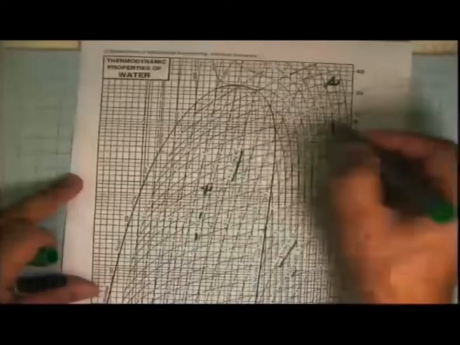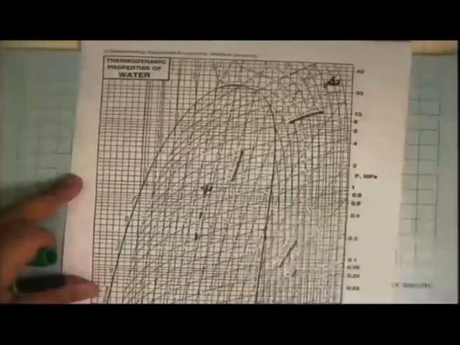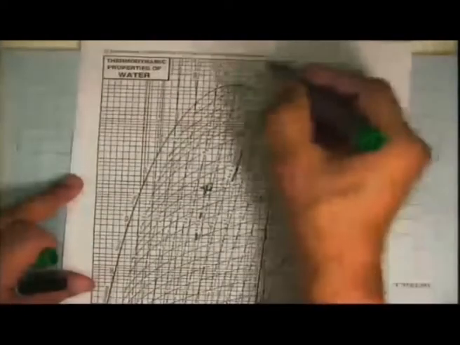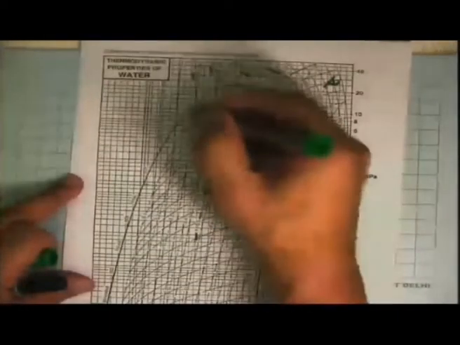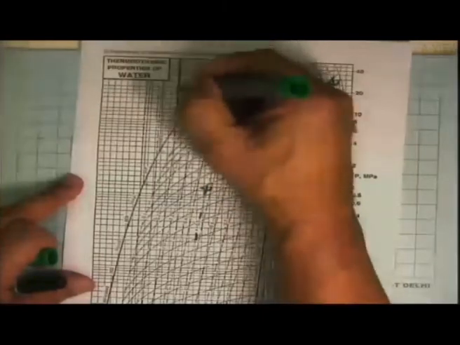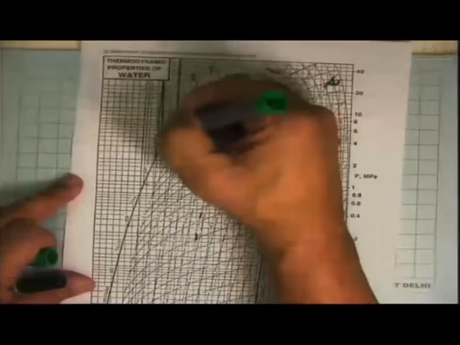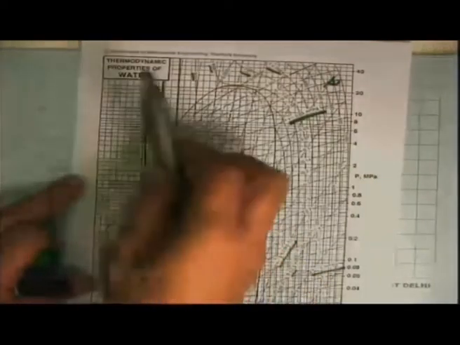Then you can see these are the lines which are going constant specific volume lines. So these are those lines. 5 meter cube per kg, 0.03 meter cube per kg, and so on. And these funny looking lines coming from the top, these are constant temperature lines. And what I was just drawing are these lines over here, which says like 550. So this is the line that is coming at 550. This is the line coming at 500. This is the line going at 450. So they're almost vertical lines.